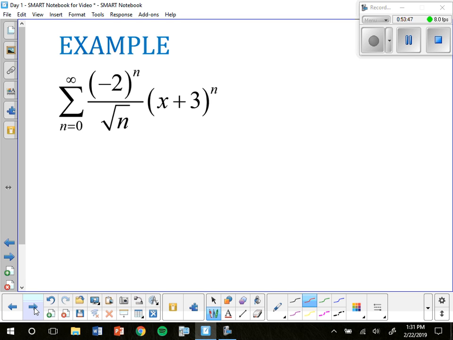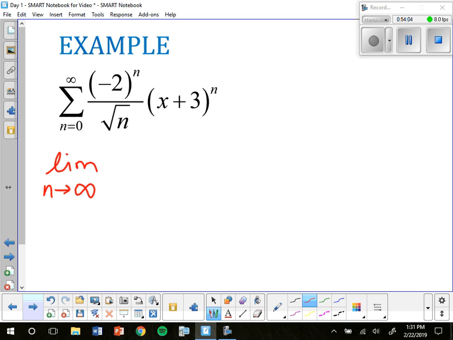How do I figure it out? What do I do? Oh, ratio test. Ratio test. Limit as n goes to infinity. Where does that (x plus 3) to the n really belong?